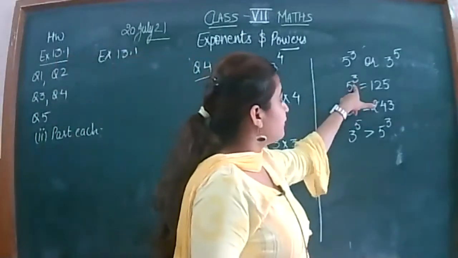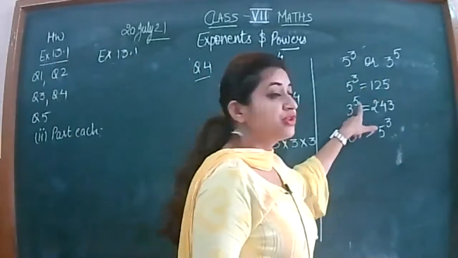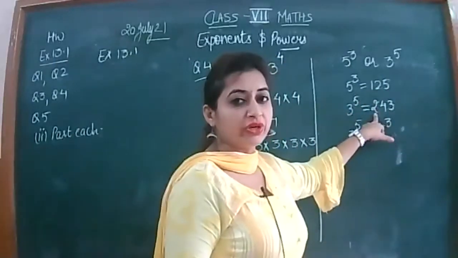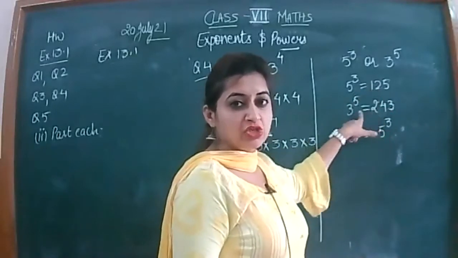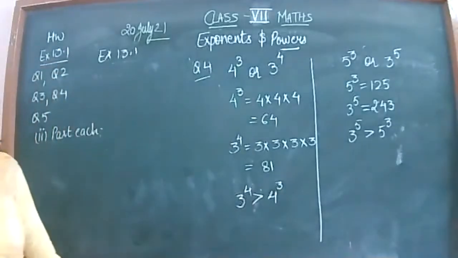Same with 5 cube, which is 5 into 5 into 5, that is 125. 3 raised to power 5 means 3 will be multiplied 5 times. The answer is 243. So this one is greater. So 3 raised to power 5 is greater than 5 raised to power 3.